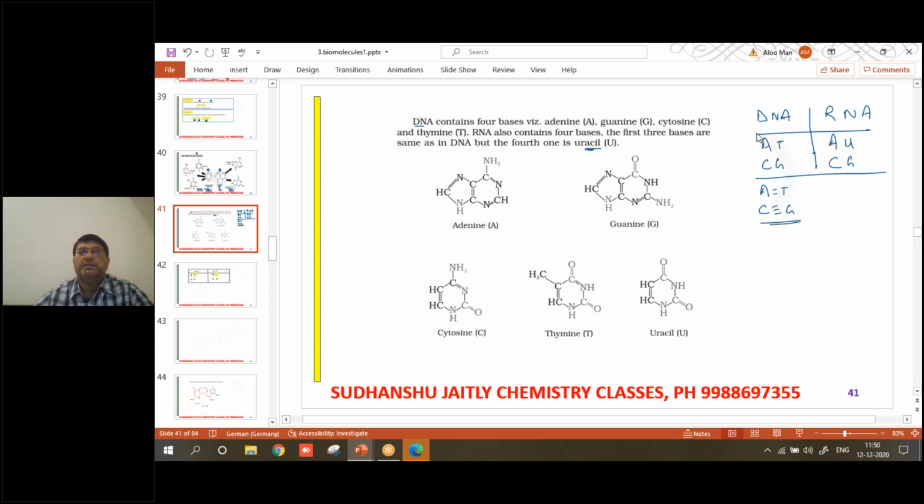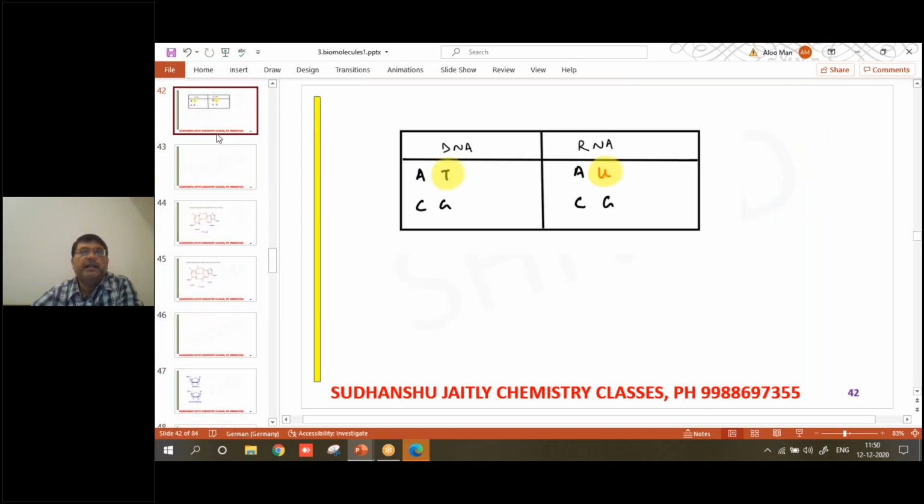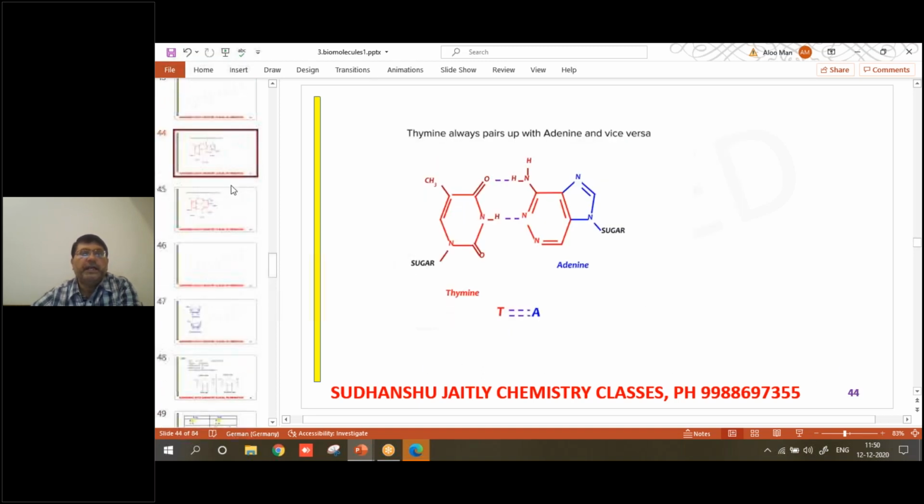ATCG: in RNA the thymine is not there. What is there in place of thymine? Uracil. You will be asked to list out the points of distinction between DNA and RNA on the basis of this. Just remember ATCG. This is definitely going to be important. Now I'll tell you: adenine will be pairing with thymine and cytosine will be pairing with guanine. It is always like this. Nobody can change it.